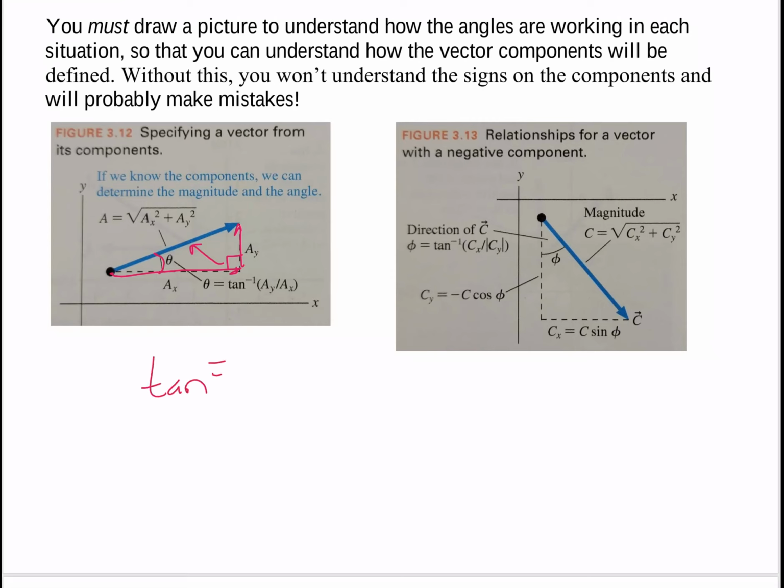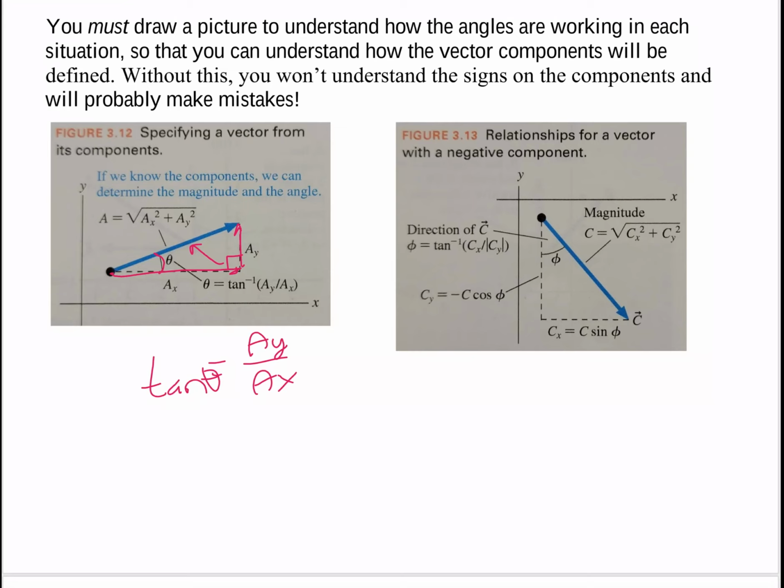Tangent would be opposite over adjacent, so that would be a sub y over a sub x. Oops, tangent theta. Okay? Now, normally we don't use tangent because normally we don't have one of these sides. Normally we have the hypotenuse. So normally we're going to use sine or cosine to come up with the sides themselves. But if we did have one of the sides and we're looking for the other side, then we'd use tangent.